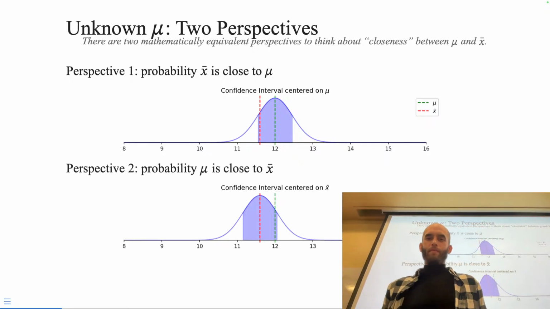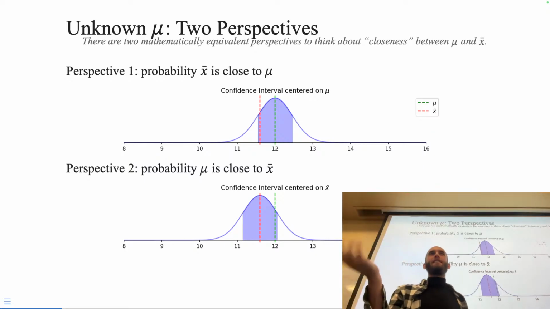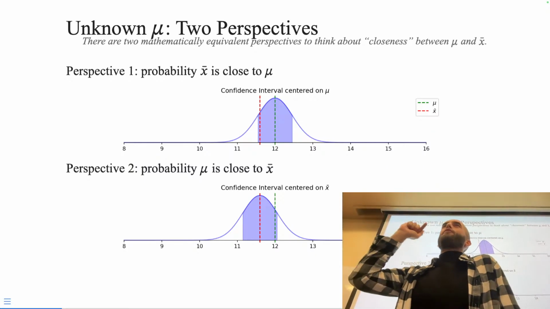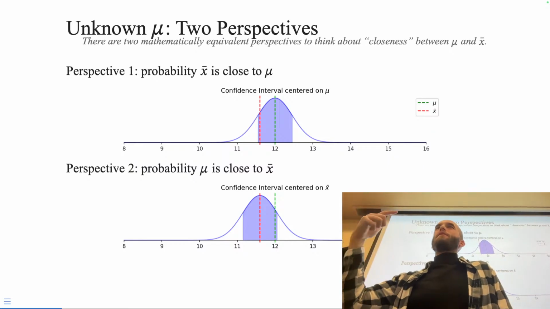So I'm just going to plot it out like this. Instead of centering the sampling distribution on the truth, we're just going to flip the question and ask, is mu within the confidence interval centered around the sample mean, x bar? And what I'm going to try to prove to you is that these are the same question. Either way we look at it, it's an identical question. If the answer to the first question is yes, the answer to the second question is yes. And if the answer to the first question is no, then the answer to the second question is no.